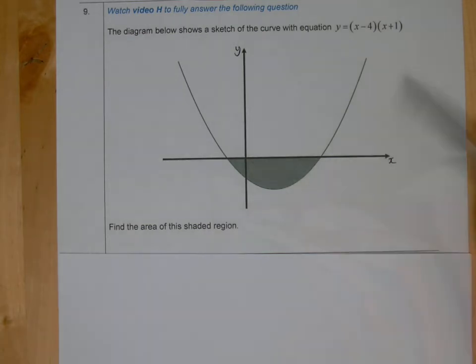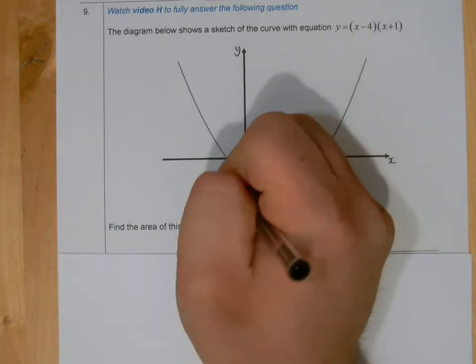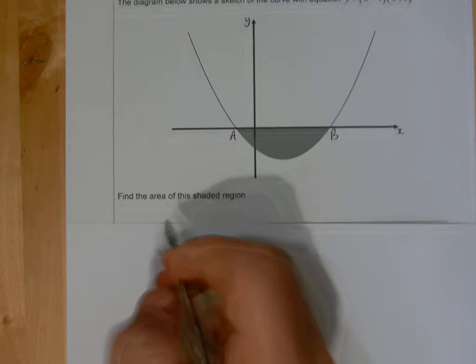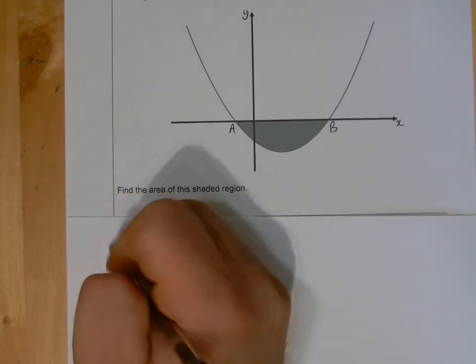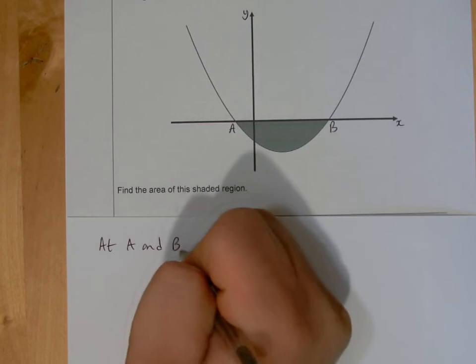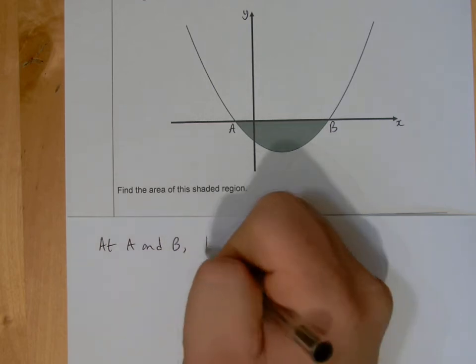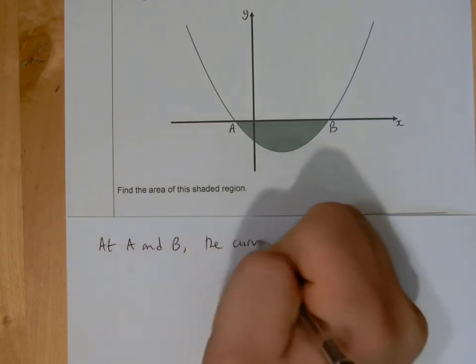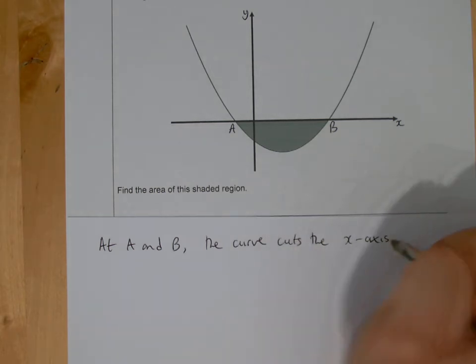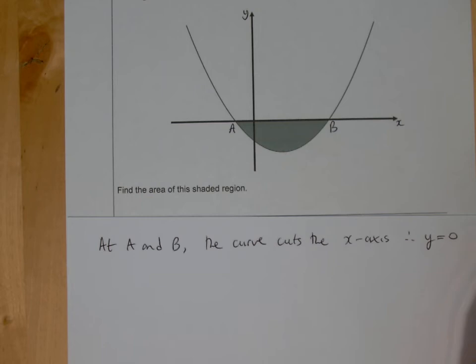Okay, we recognize this as a quadratic curve, and to get the area we're going to integrate, and we do need limits. So there's no harm in calling these a and b to help us. Just like before, we need to appreciate that a and b are on the x-axis, so at a and b the curve crosses or cuts the x-axis, therefore y is equal to 0.